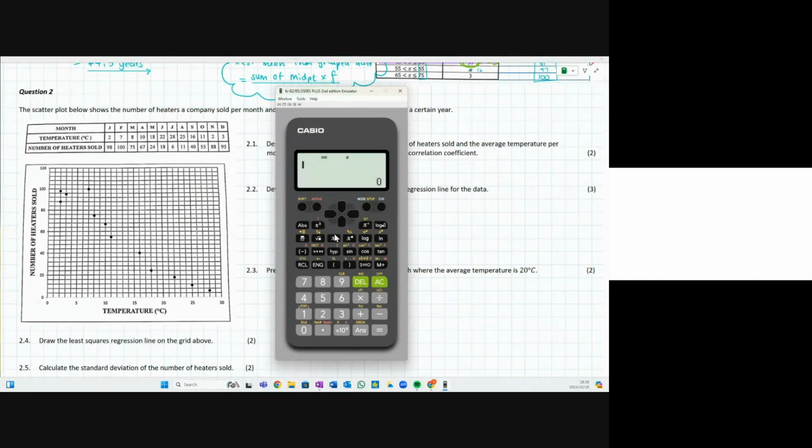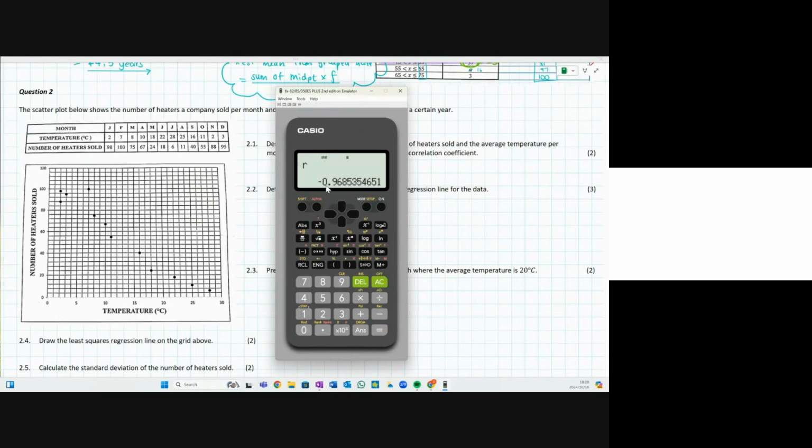So the first question is asking for the correlation coefficient. So we go shift 1, because there's a little stat in yellow above 1. And we are looking at regression. Okay, so we click 5. And we are looking right now for R. So we select option 3. That gives us our correlation coefficient.